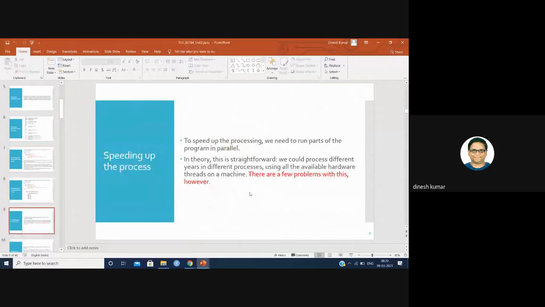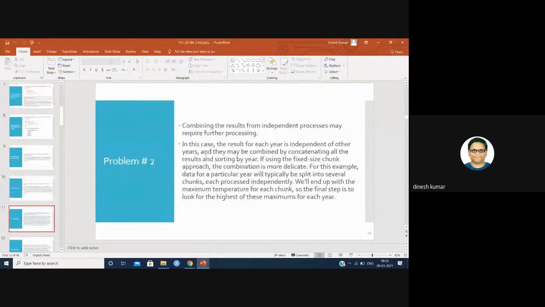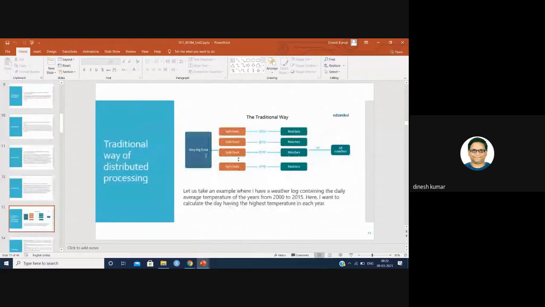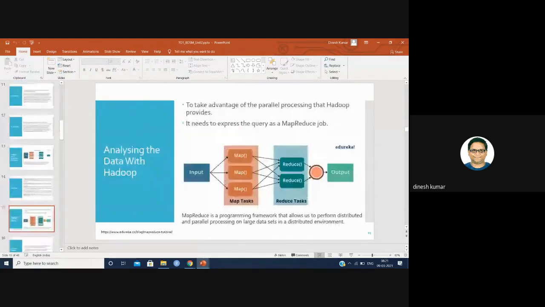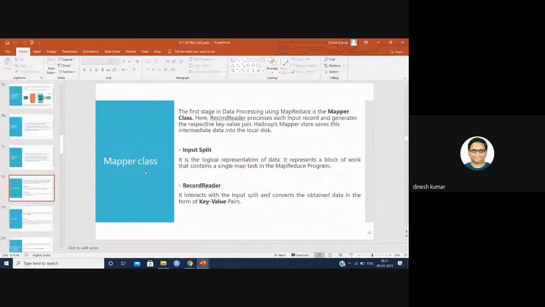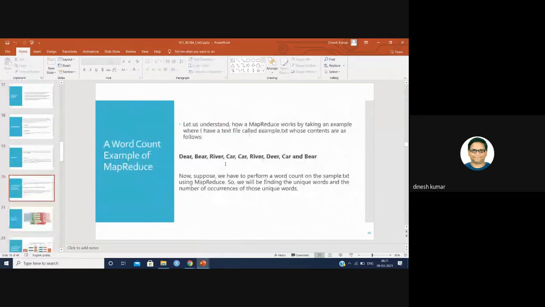We started talking about MapReduce with some problems encountered with big data, and MapReduce overcomes those problems. We covered the traditional ways of distributed processing, and the challenges when we do distributed computing, then analyzing the data with Hadoop and with a MapReduce example. We also saw the driver class, and then some examples of course.